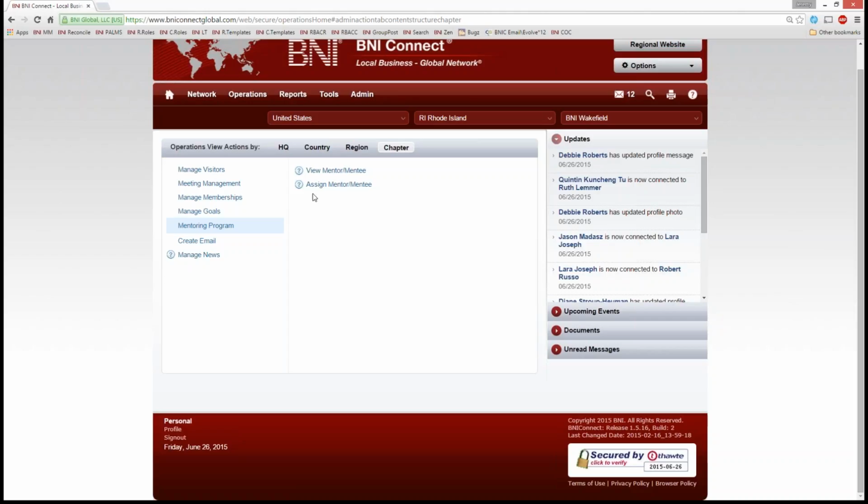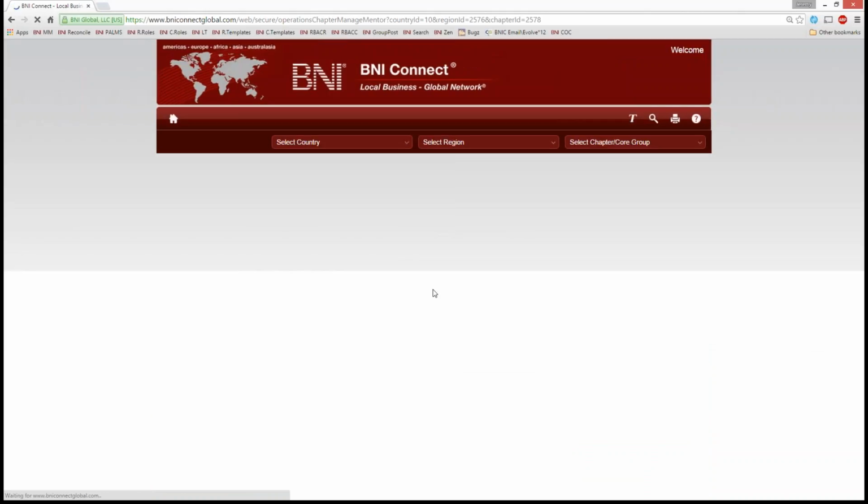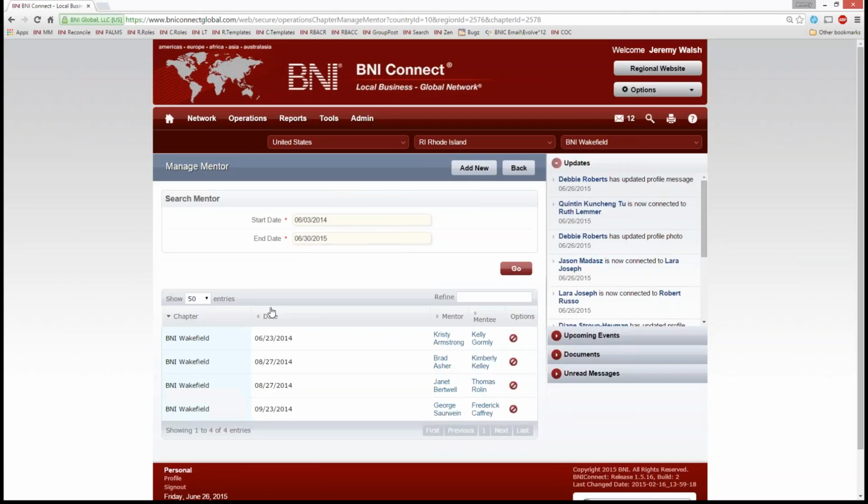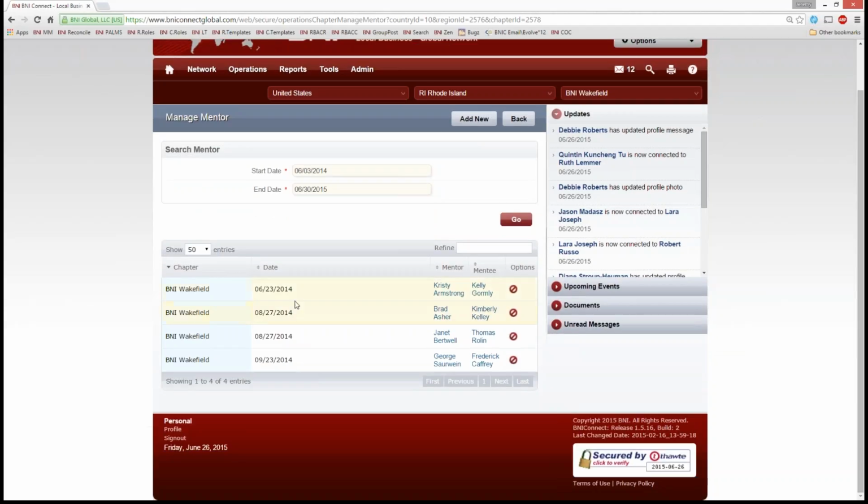And you can do that. First, you can go and view any mentors and mentees. And just choose a time range here. And I can see which people have been paired up in the past.